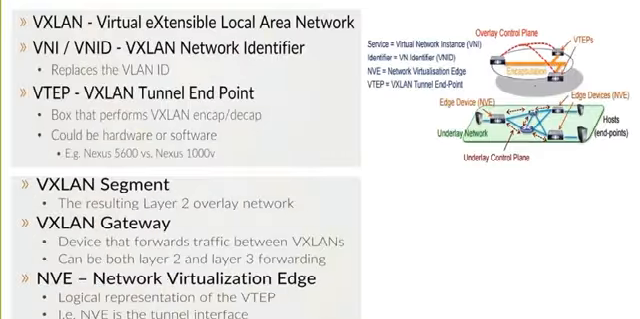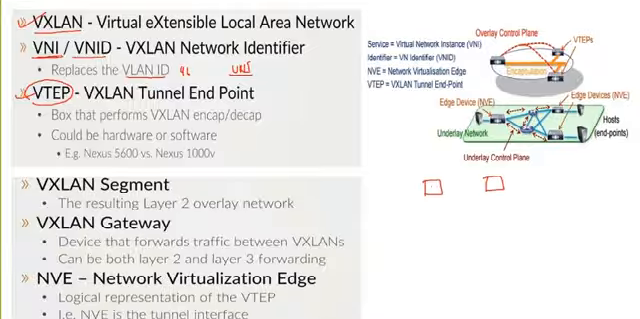Okay. Now we have certain new terminology. We say VXLAN is a virtual extensible local area network, right? VNI or VNID is the virtual network identifier. It is the same as a VLAN ID. So suppose you have a VLAN ID 96. In the VXLAN term, we will call it a VNI. VTEP is your VXLAN tunnel endpoint. So suppose what happens, this is your spine, right? And this is your leaf.